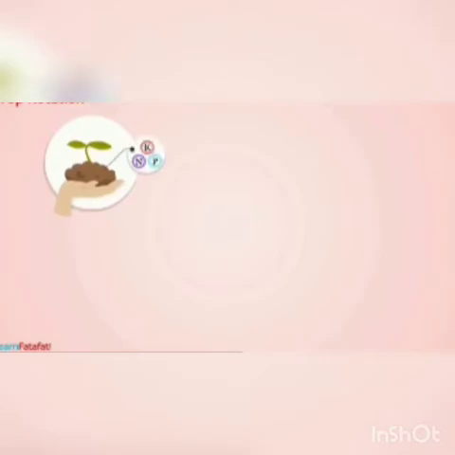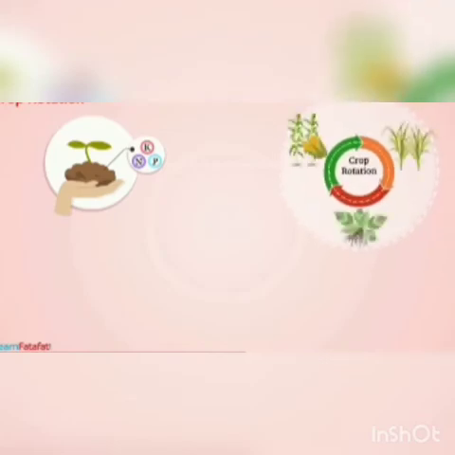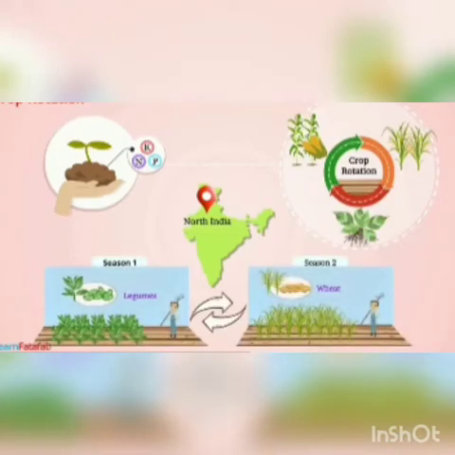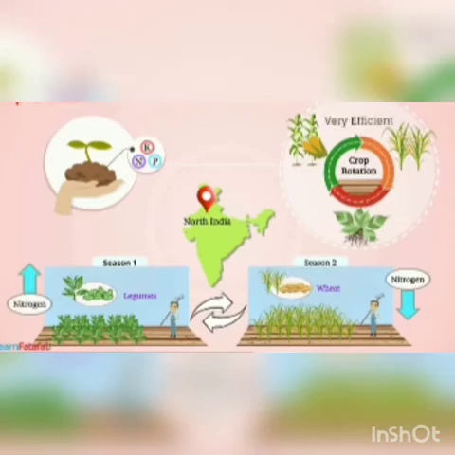Crop rotation. There is yet another very efficient way to enrich soil with nutrients. It is by crop rotation. Growing different crops alternately, one after another, in the same land is called crop rotation. For example, earlier, farmers of North India used to grow legumes as fodder in one season and wheat in the next season. This helped to replenish nitrogen in the soil. This method is very efficient and so we should encourage farmers to use it.